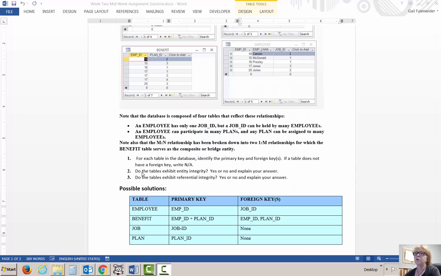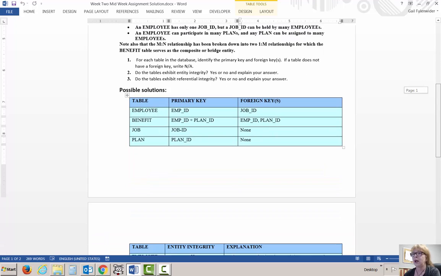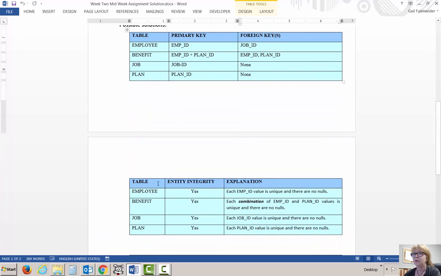Okay, the next thing we need to look for is if there's entity integrity. Now remember, entity integrity is the constraint, and it refers to how the primary key is put together, and also that same format is applied to the foreign key or to any composite components of any of the two. Okay, so let's look at these. Now we start looking at a possible answer again.